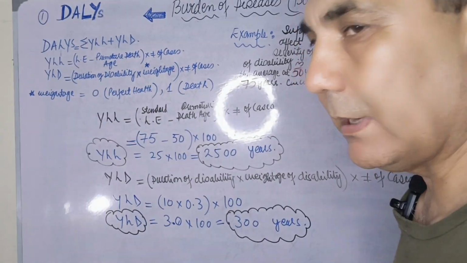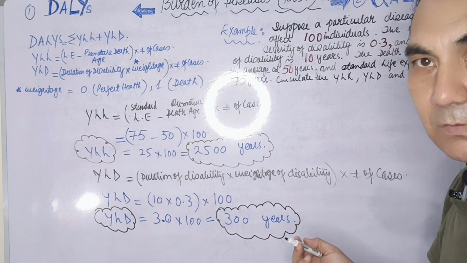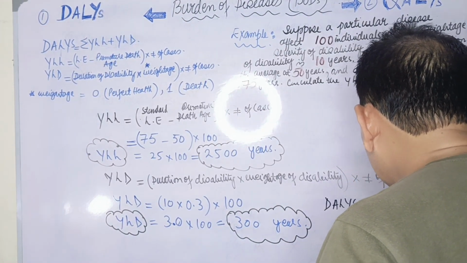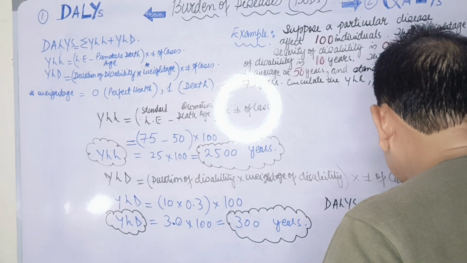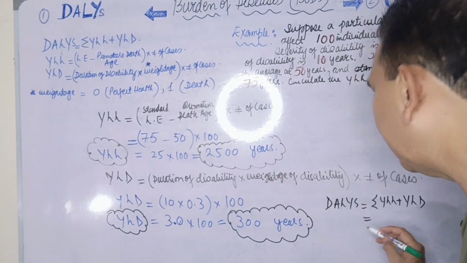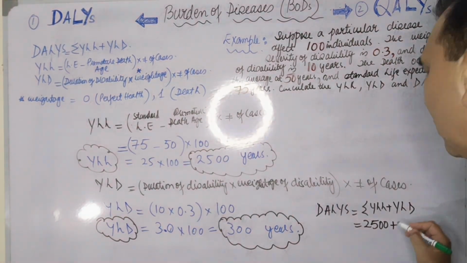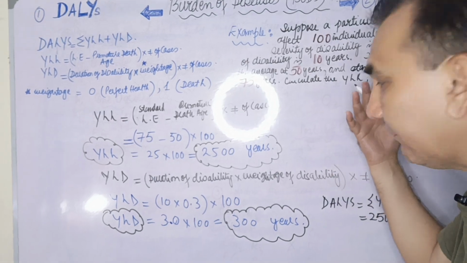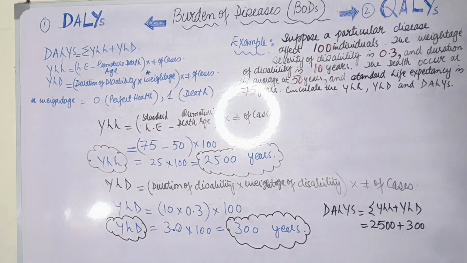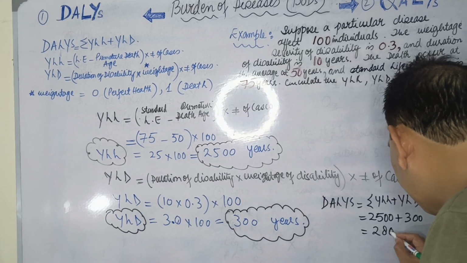Now we will go to calculate the DALYs. What is the formula for the DALYs? The formula for the DALYs is the sum of the YLL plus YLD. What is the answer of the YLL? We calculated 2500 years, plus the YLD we calculated in our example, which is 300. So when we sum up the 2500 with the 300, it becomes 2800.